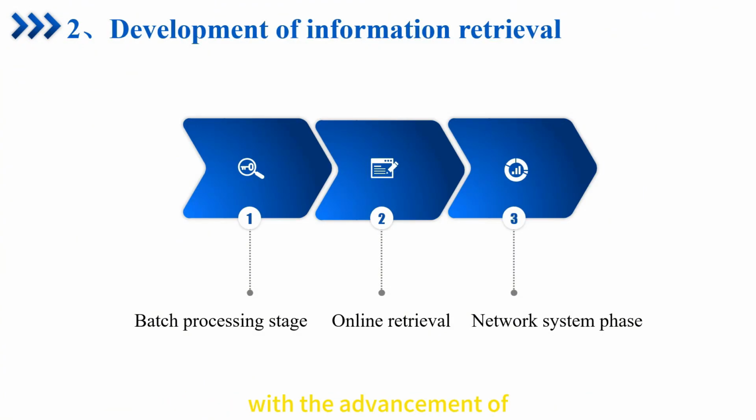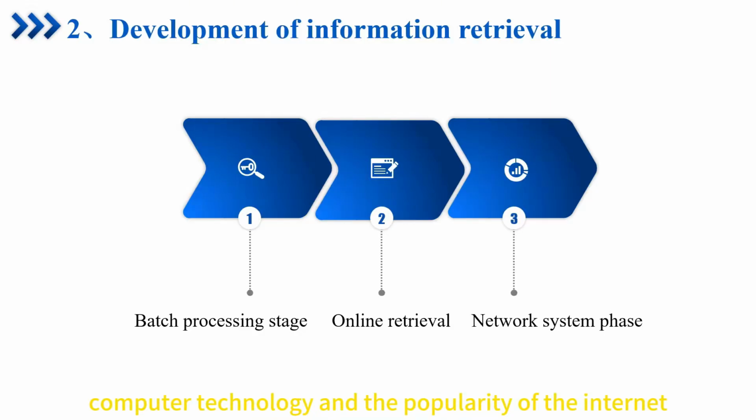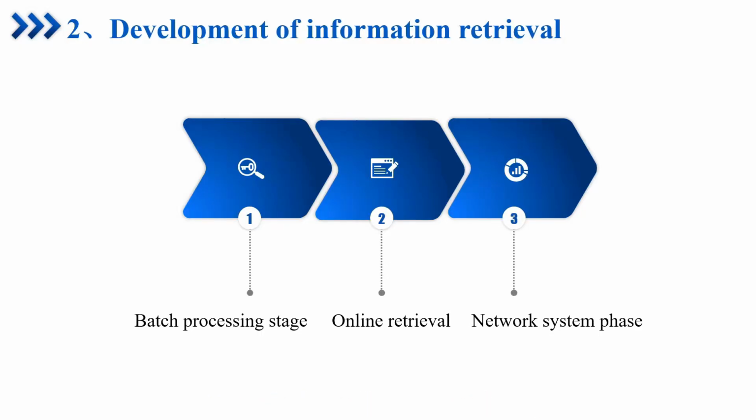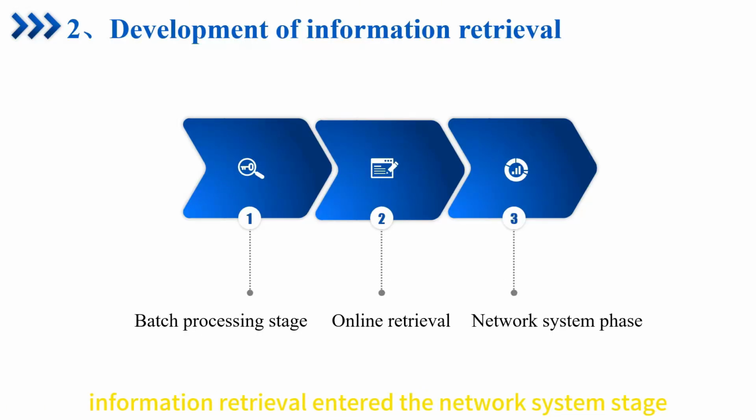With the advancement of computer technology and the popularity of the internet, information retrieval gradually shifted towards the online retrieval stage. Online retrieval refers to users sending retrieval queries through a computer network, and the retrieval system responding in real time and returning results. In this stage, keyword-based search engines like WebCrawler and AltaVista appeared, which return results by searching for keywords in documents. With the rise of Web 2.0 and social media, information retrieval entered the network system stage.